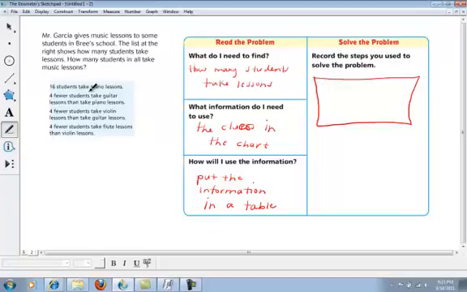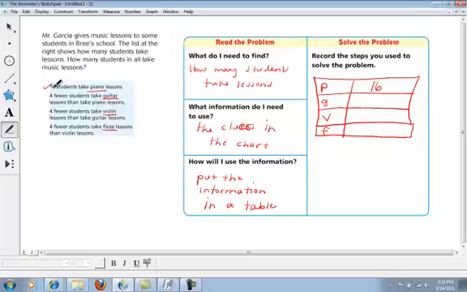Okay, now let's look here. We've got the instruments of piano, guitar, violin, and flute. So I'm going to put a P for piano. I'm going to put a G for guitar. I'm going to put a V for violin. And I'm going to put an F for flute. Okay, now it shows here that 16 students take piano lessons. So I'm going to put a 16 here by the piano.